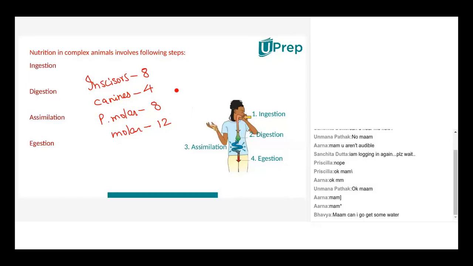So 32 would include the wisdom teeth also. Right? So the wisdom tooth would come here. So we have space for 32 teeth, but most of us have mainly 30 to 31 teeth. The wisdom teeth come out really late in life. Somebody would have it at 25, somebody at 30, somebody at 40.